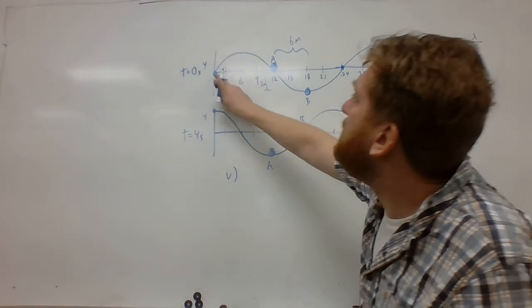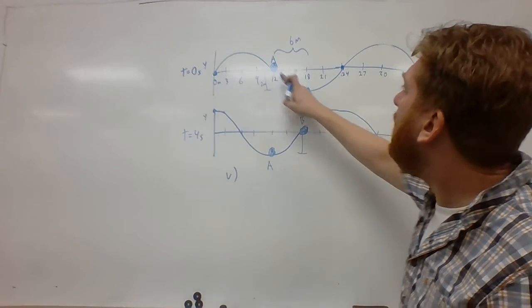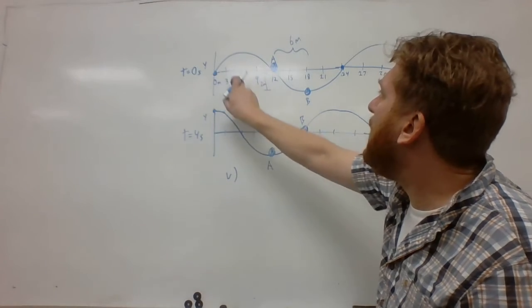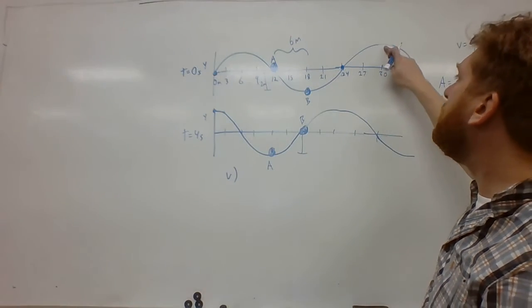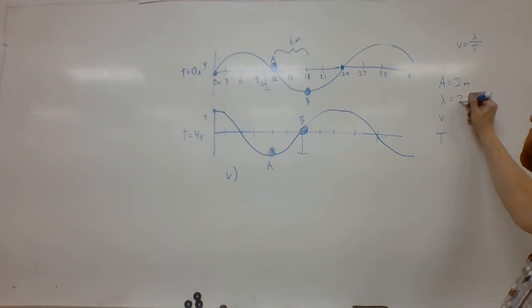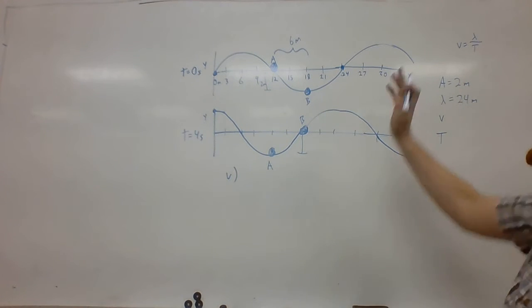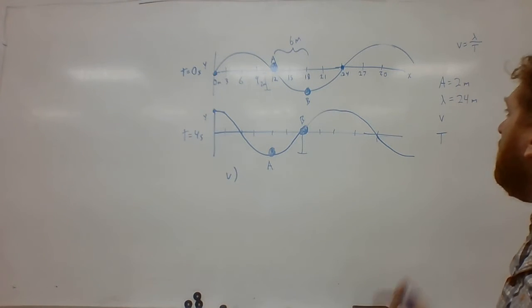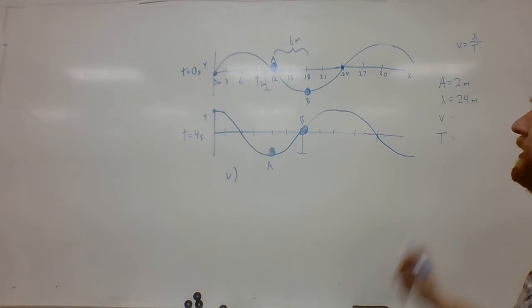The wavelength is the distance for the wave to go through an entire cycle. Or you could choose a peak at 6 meters and go up to 30 meters. It's the same length. That length is 24 meters. And I can figure that out just by looking at the graph and labeling the axes. Now we have velocity and period.